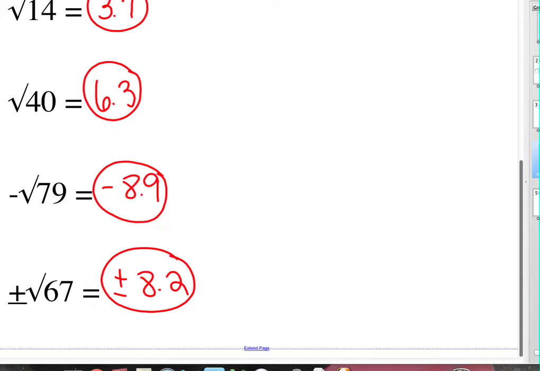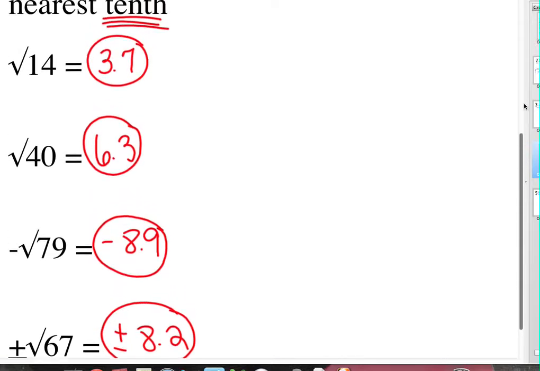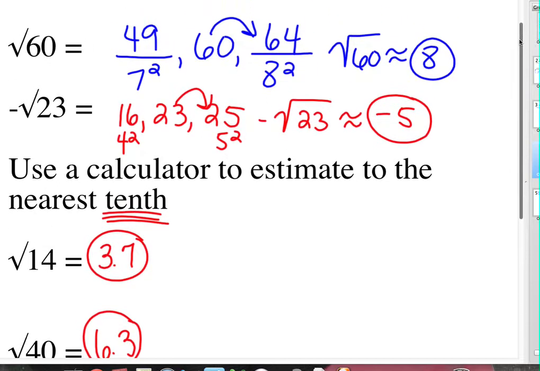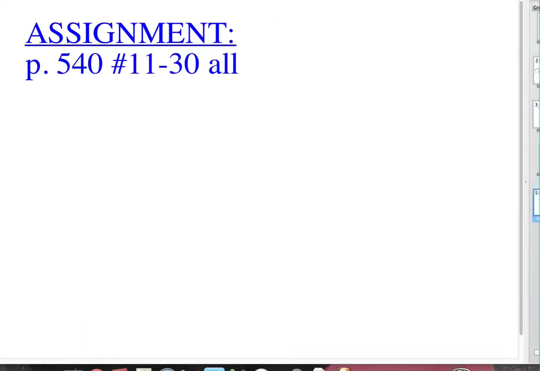So there's two different ways that we estimate square roots. We can do it using a calculator, or, as we did above, we can estimate them by looking at other perfect squares and figuring out which it comes closest to.